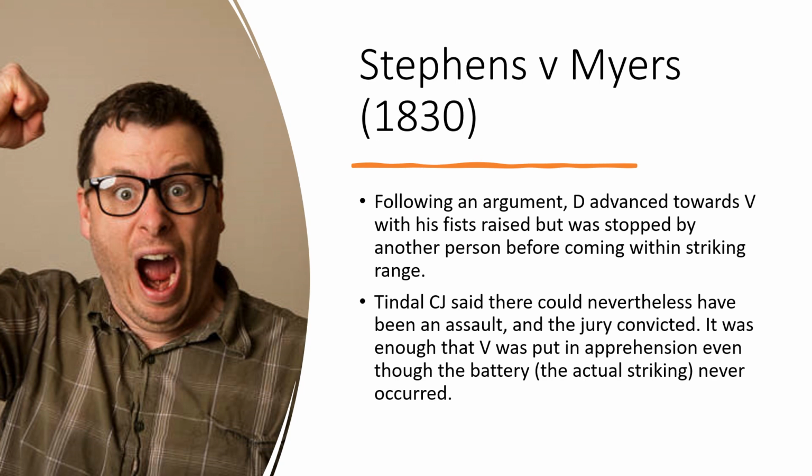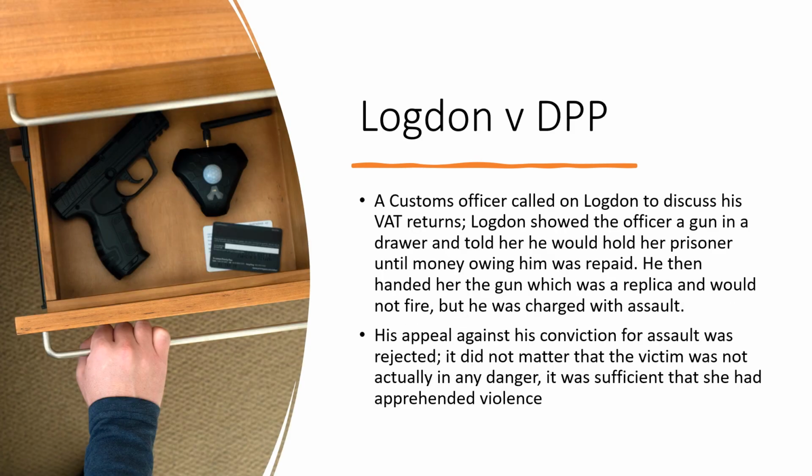Stevens and Myers gives us the impression that even raising a fist towards somebody could constitute an assault, in that they would apprehend battery. In Logdon and DPP, a customs officer called on Logdon to discuss his VAT returns, and Logdon showed the officer a gun in a drawer and told her he would hold her prisoner until money owing him was repaid. He then handed her the gun, which was a replica and wouldn't fire, but he was charged with assault, and again, at the point he showed her the gun, she apprehended harm.